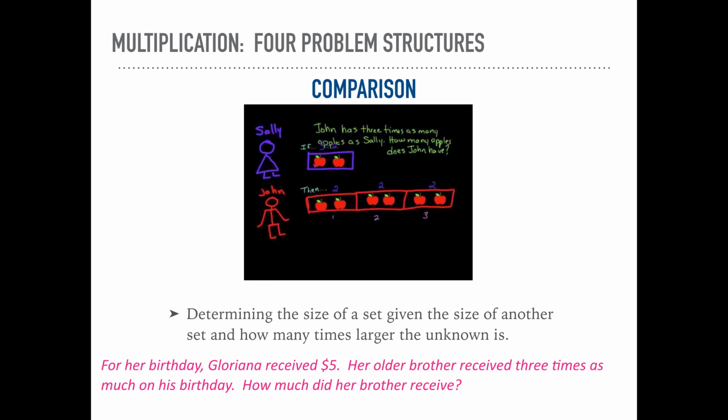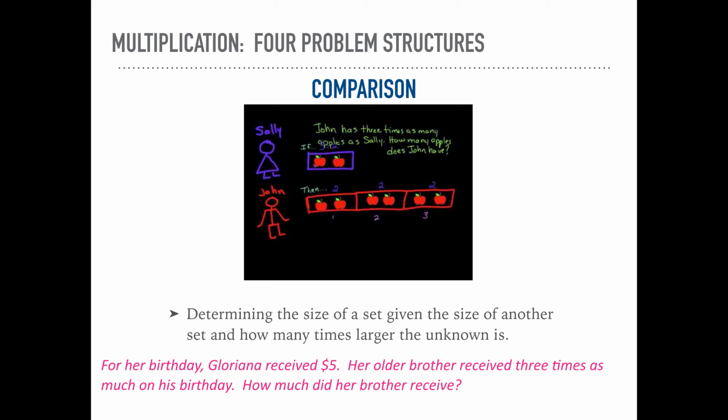So the other ones here are ones that are introduced after. If we look at a comparison structure for multiplication, in this one we are determining the size of a set given the size of another set and how many times larger the unknown is. So for example, if you look at the picture, it says John has 3 times as many apples as Sally. How many apples does John have, if Sally has 2 apples?